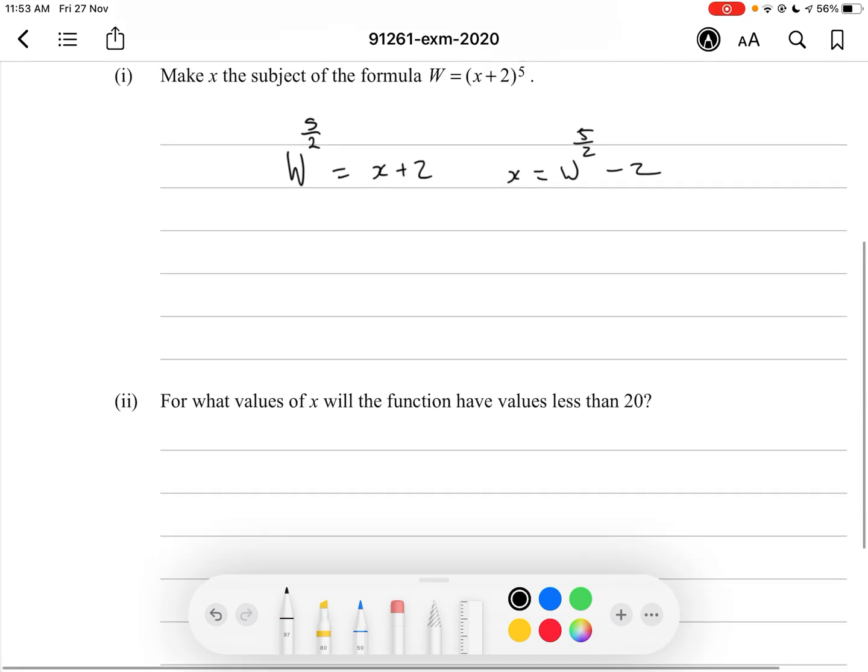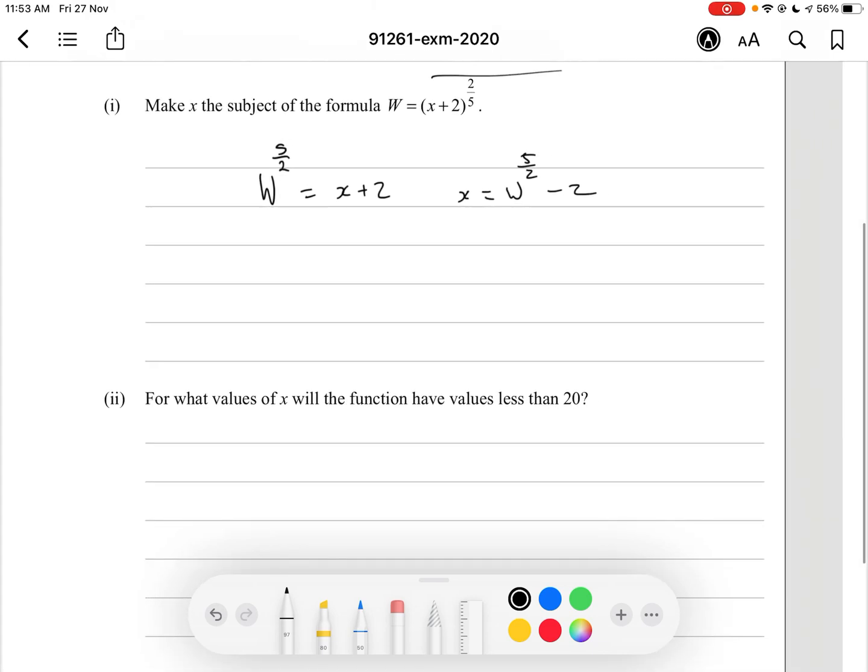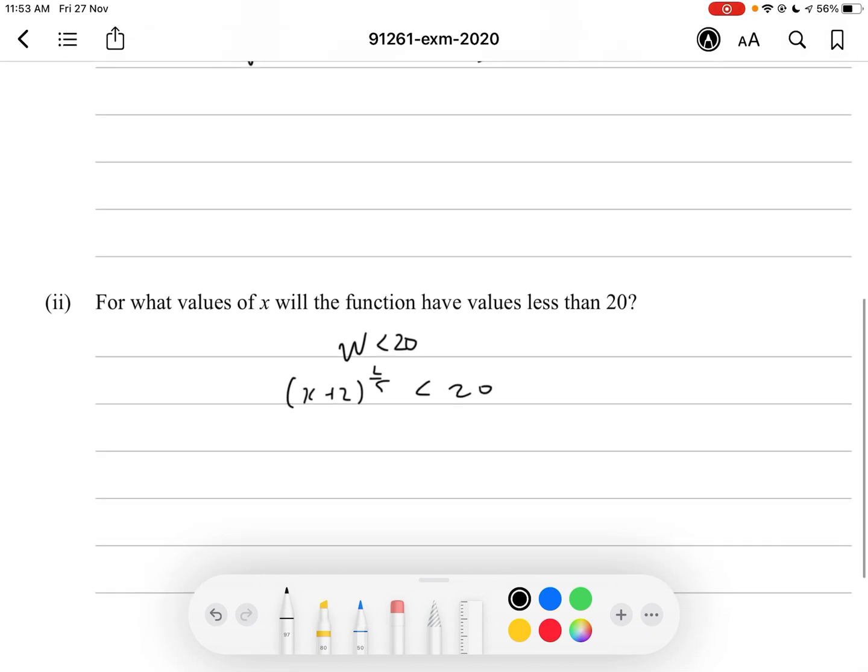And for part 2, for what values of x will the function have values less than 20? So we're going to say that w is less than 20. So therefore, (x + 2) to the power of 2/5 is less than 20. If we move this power of 2/5 to the other side, it becomes the power of 5/2, the reciprocal, so x plus 2 is less than 20 to the power of 5/2. So therefore, x is less than 20 to the power of 5/2 minus 2.